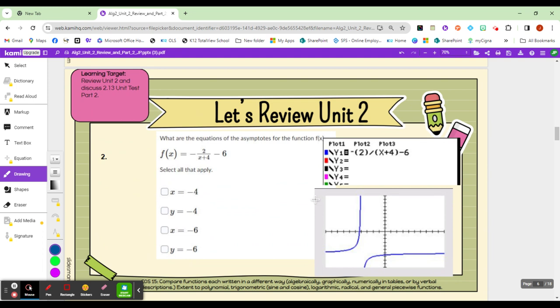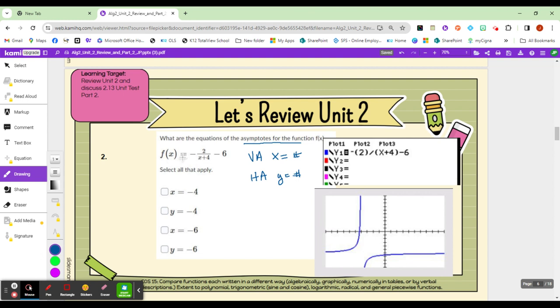Number 2 says, what are the equations of the asymptotes? Anytime we're talking about asymptotes, let's do a quick review. We have vertical asymptotes, and I'll abbreviate those VA. Vertical asymptotes are always in the form of x equals a number, because that's the form of a vertical line. Horizontal asymptotes would be in the form of y equals a number, because that's the equation for horizontal lines.